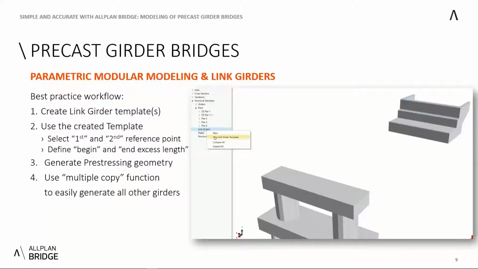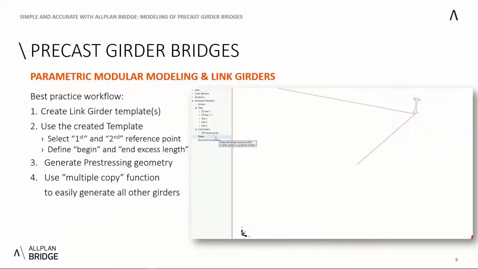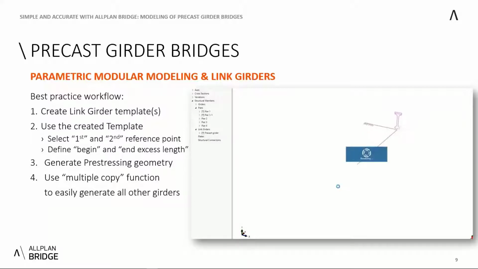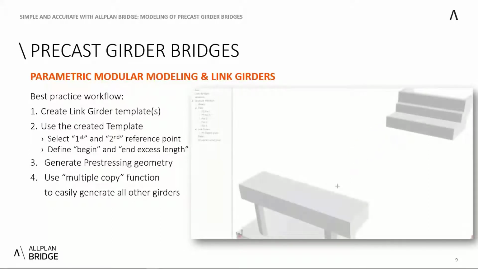Okay, let's now have a look at what is the new workflow resulting from the new element type, link girder, and the modular modeling approach. First, the template needs to be generated. In case of link girders, the axis in this virtual space is straight and horizontal. Using the well-known workflow, the section is assigned and the variation is introduced.